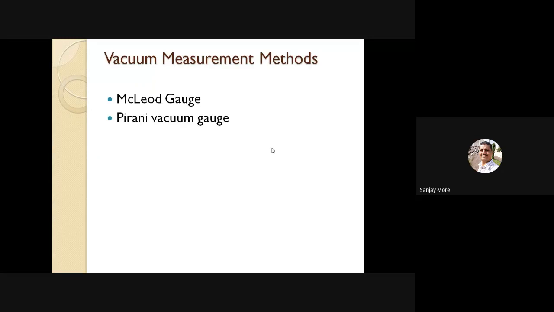Next heading: vacuum measurement methods or devices. In our syllabus, two devices are here: McLeod gauges and Pirani vacuum gauges.